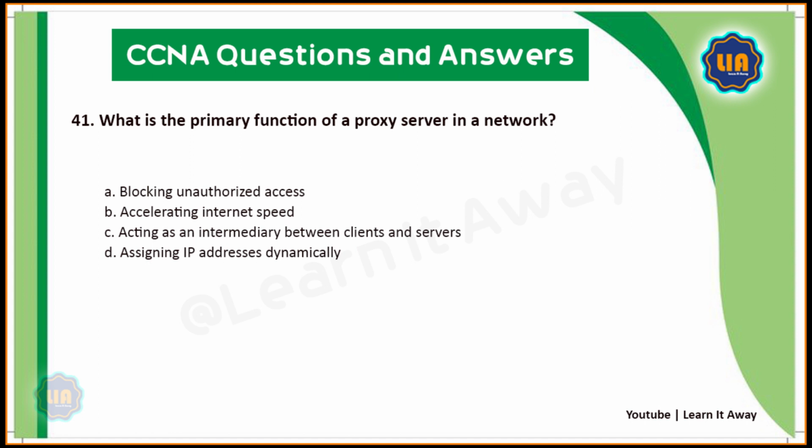41. What is the primary function of a proxy server in a network? A. Blocking unauthorized access. B. Accelerating internet speed. C. Acting as an intermediary between clients and servers. D. Assigning IP addresses dynamically. Answer. C. Acting as an intermediary between clients and servers.